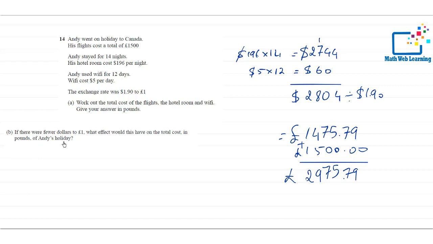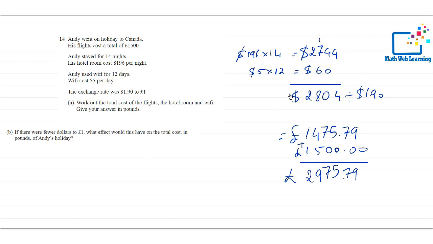Now, it says, if there were fewer dollars to £1, what effect would this have on the total cost in pounds of Andy's holiday? What does it mean? This is a bit confusing. Fewer dollars means that if the dollar is much cheaper to the pound, let's say if it was 1.7 or 1.5, yeah, that's what it means.